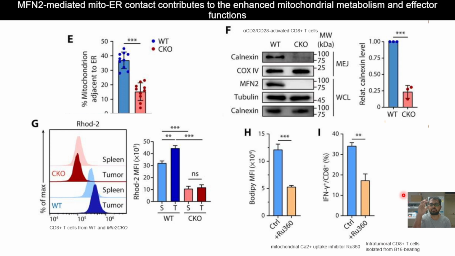It means that what they try to correlate here is that this MFN2 knockout is creating a situation in which fewer mitochondria-ER junctions are happening, which in turn decreases the total calcium amount in mitochondria, and the decrease in this total calcium amount in the mitochondria is decreasing this IFN gamma expression in the CD8 T cells, or we can say effector function of these intratumoral CD8 T cells, which were isolated from the B16 tumor bearing mice.